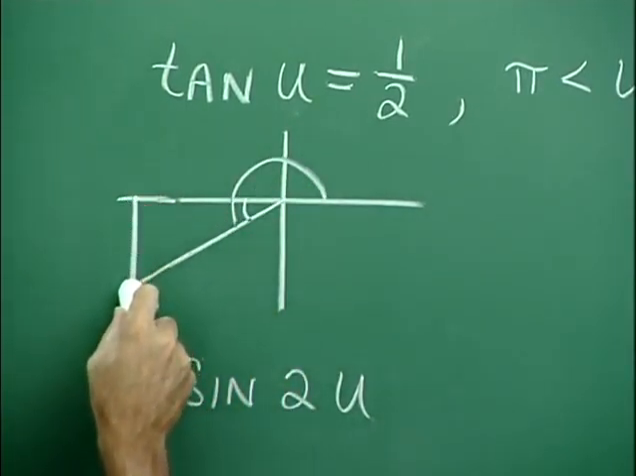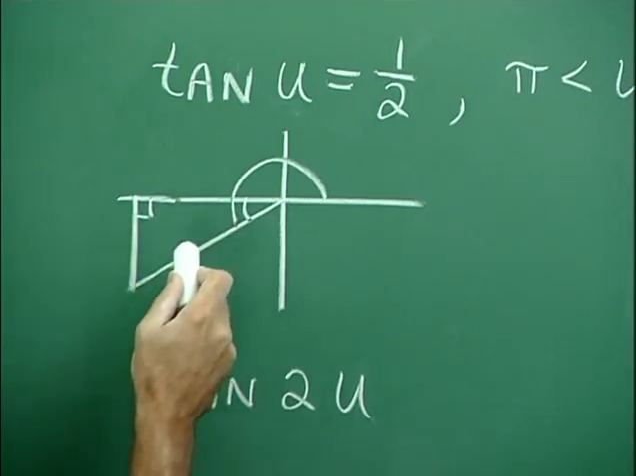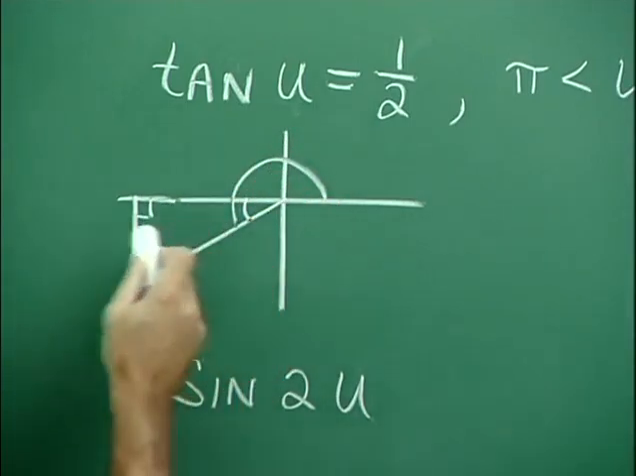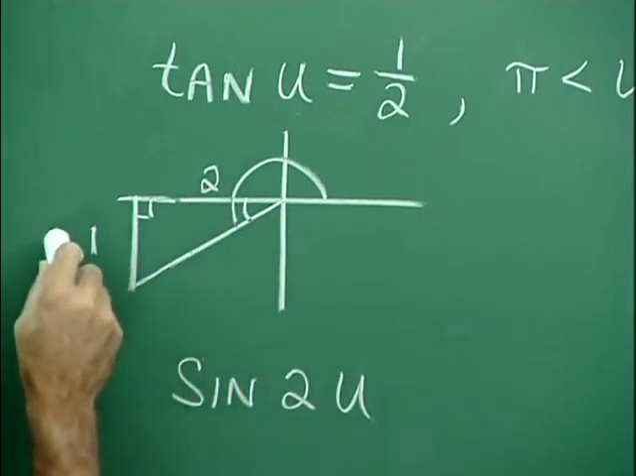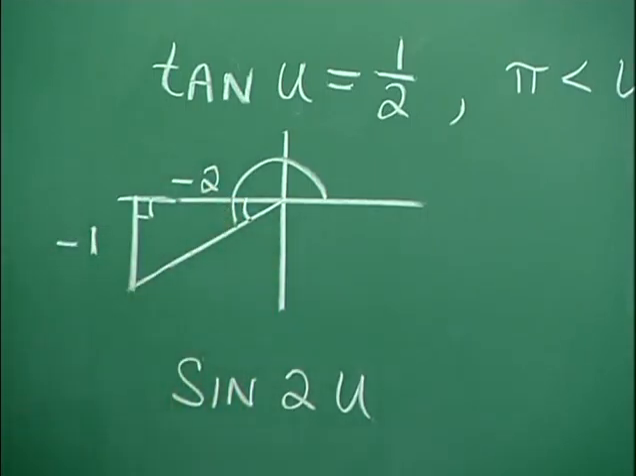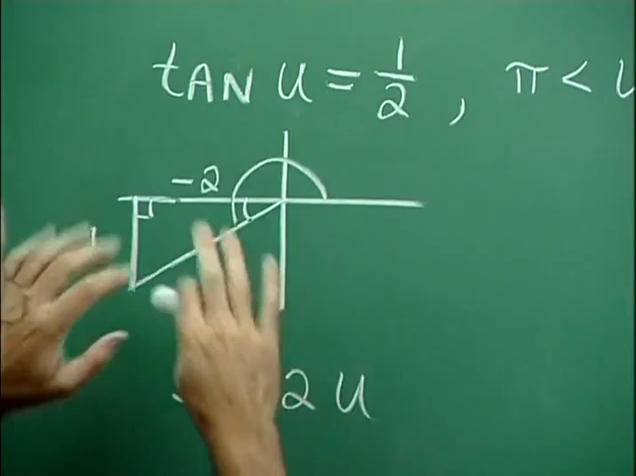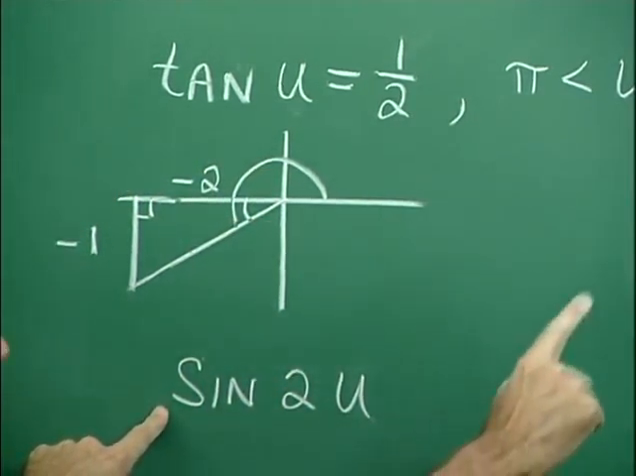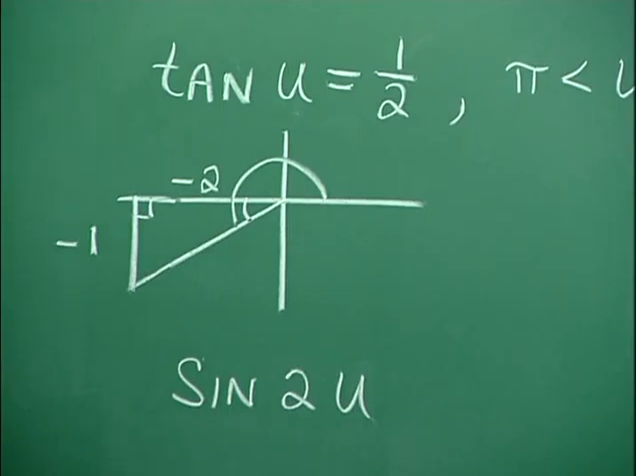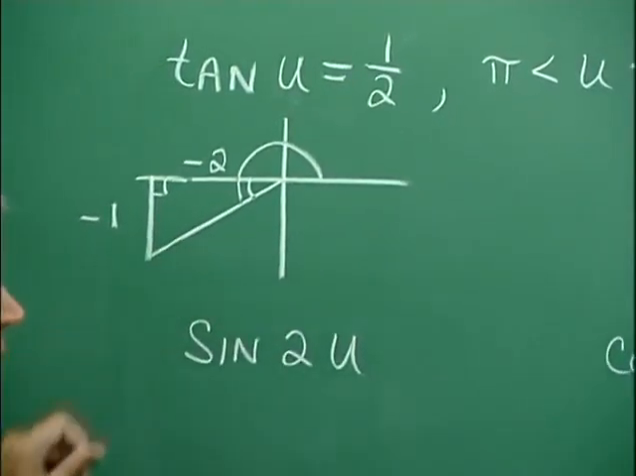So we have a reference triangle like this, and we can think of, let's see, opposite over adjacent. So this would be 1 and that would be 2, but since we're in the third quadrant, they're both actually negative. Now, let's calculate from this information. Let's calculate sine 2u, cosine 2u, and tangent 2u. Well, we're going to use our formulas for each of these, but it's going to be handy for us to find the value of this hypotenuse.